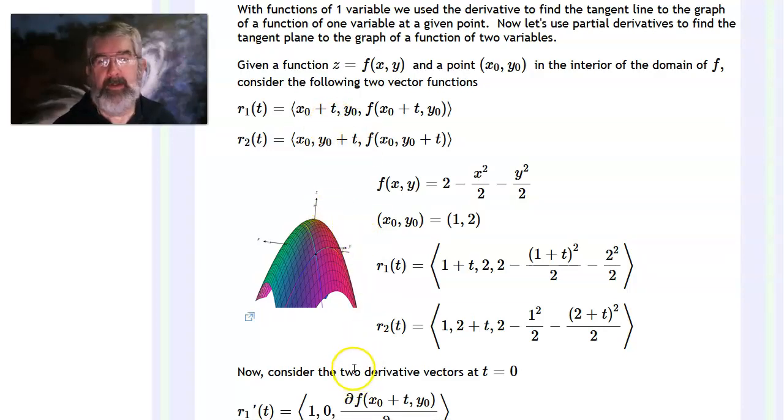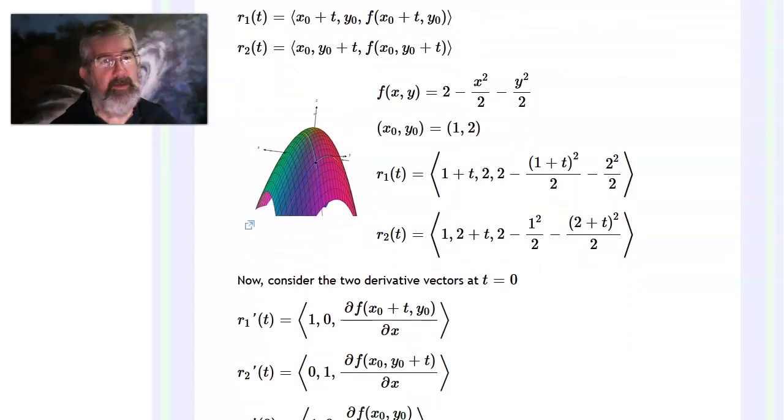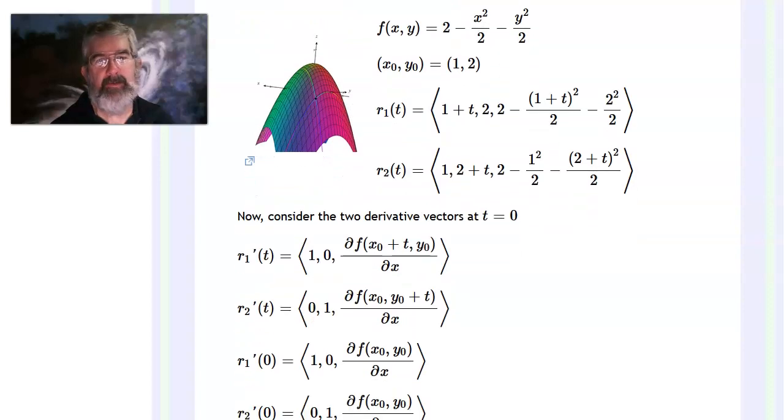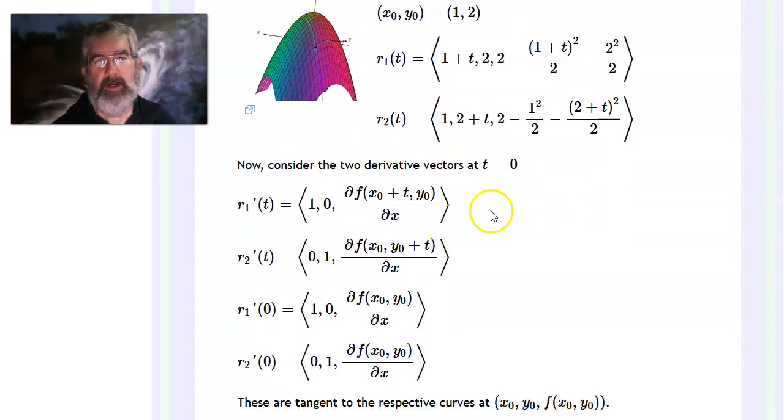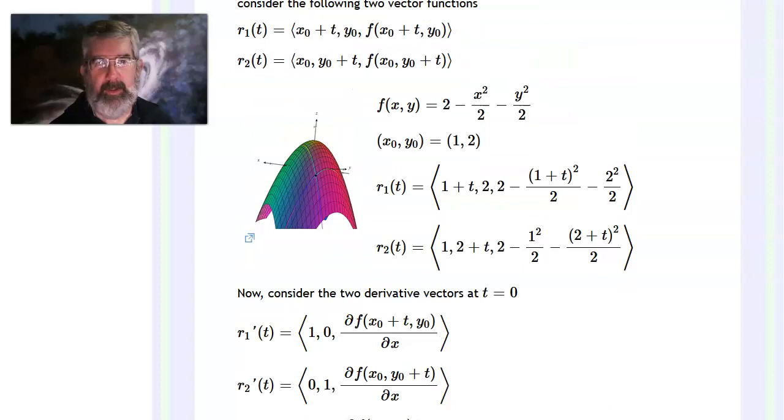Now, consider the two derivatives of these vector functions. The derivative of a vector function, we saw earlier in this course, is tangent to the curve described by that vector function. Taking the derivative with respect to t, that's a constant plus 1, and this is just a constant, so the derivative is 0. And here, this is taking the derivative with respect to t, but the t is just changing the x component.